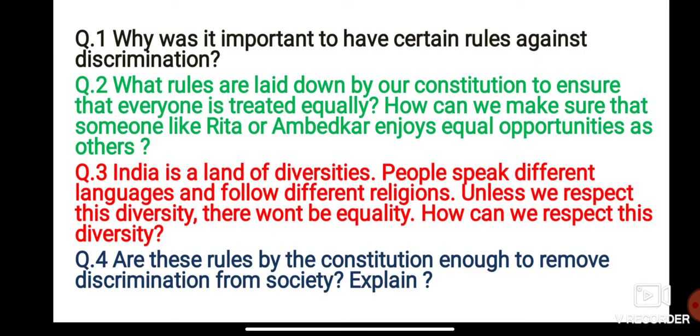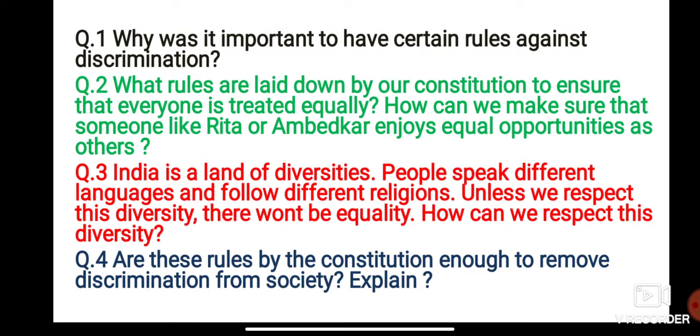Listen to me carefully. Maybe not. There is no certainty that the Constitution alone is enough to remove discrimination, because the Constitution alone cannot bring an end to discrimination. Even today we have examples of caste and other forms of discrimination in our society. Discrimination exists because of our own prejudice, forming our own negative opinion about certain people.